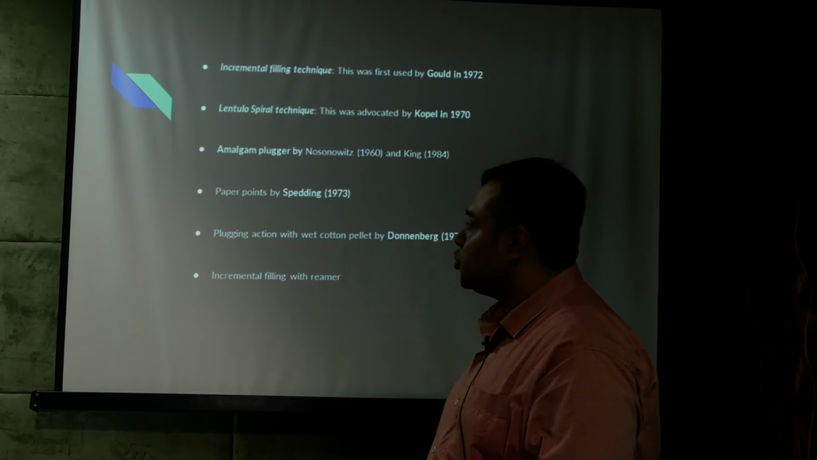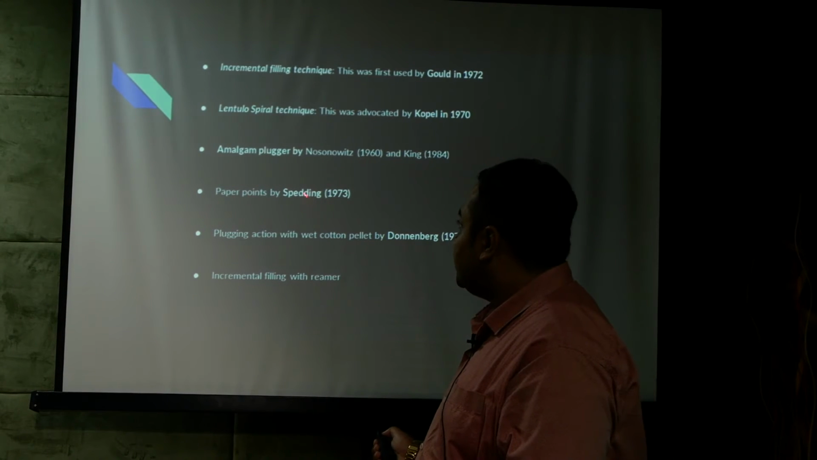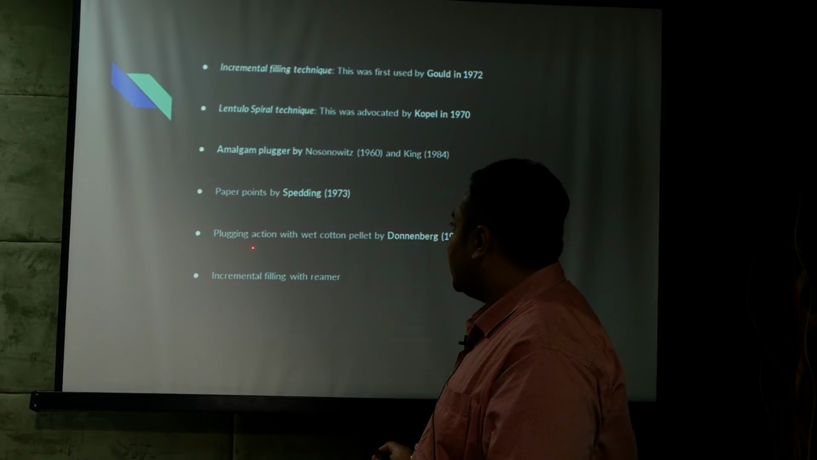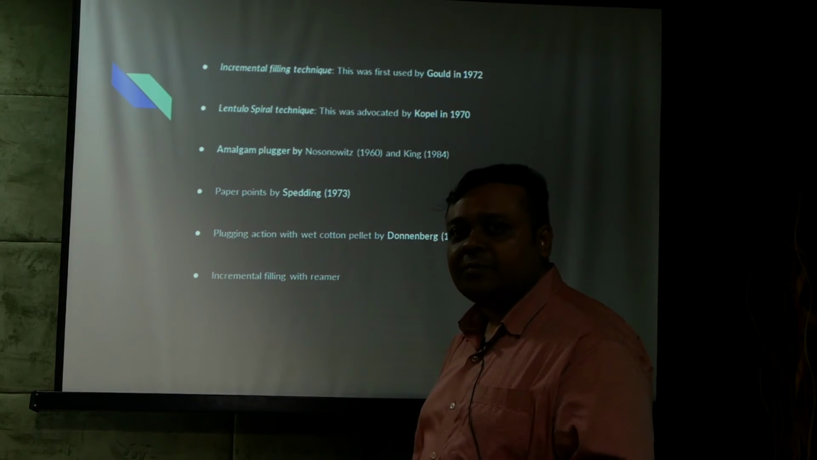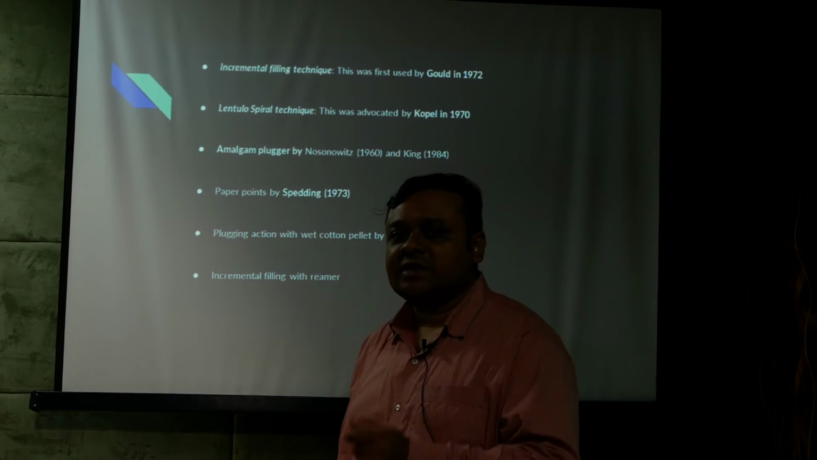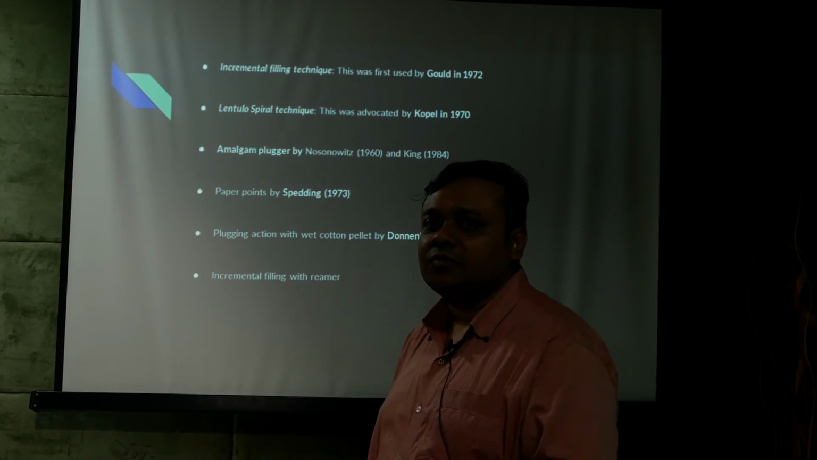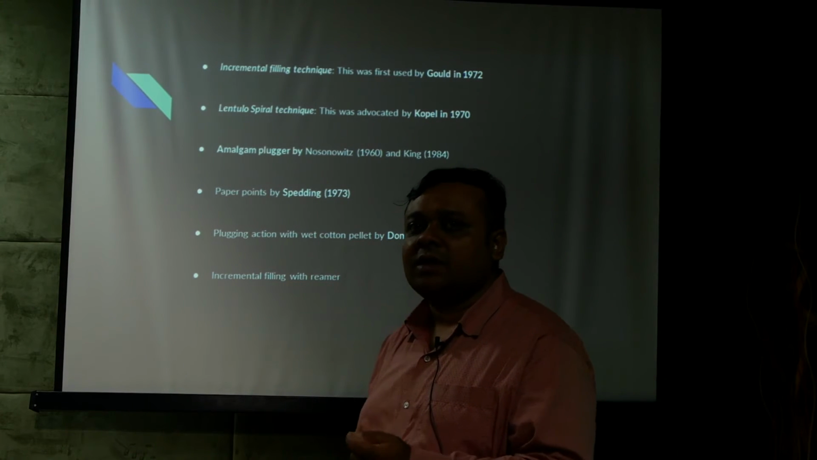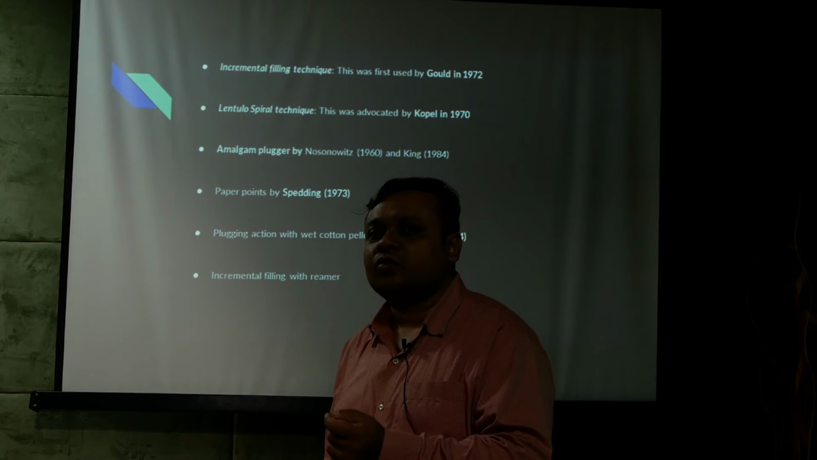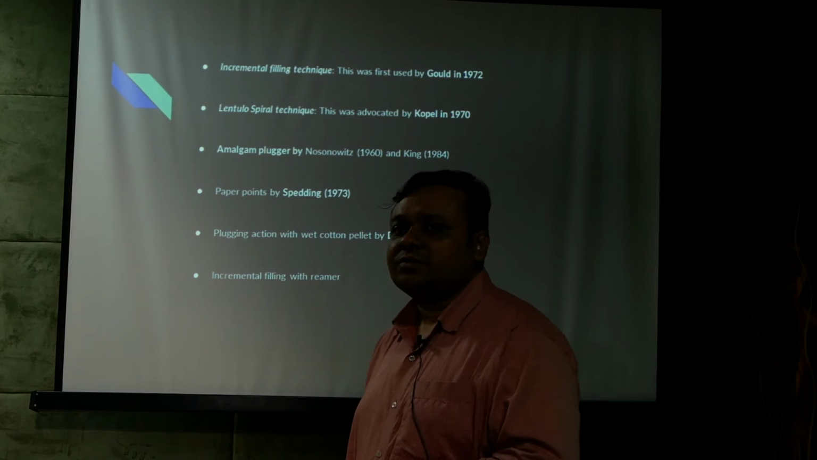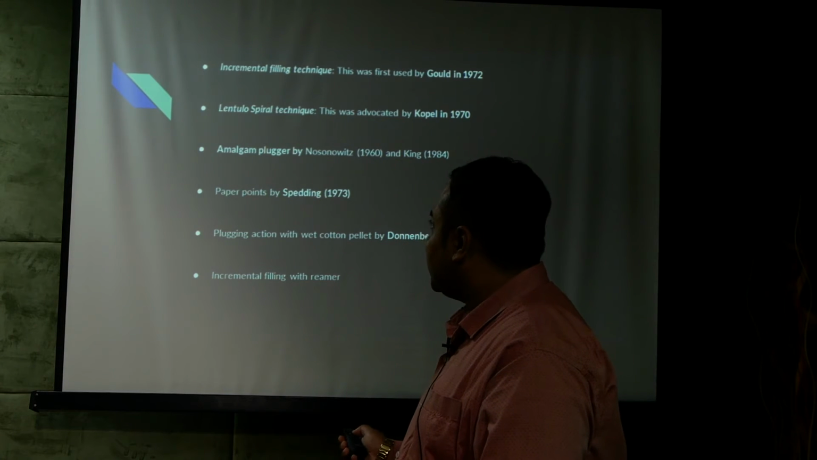An amalgam plugger can also be used. Paper points can be used for obturation along with the obturation material. The plugging action with the wet cotton pellet, that is again a pressure method, where the material is inserted at the orifice and then it is pushed into the canal with the help of wet cotton pellets. And incremental filling with the reamer. A reamer can be taken, obturation material is taken onto the reamer and it is inserted into the canal, and the reamer is removed subsequently, leaving the material inside.